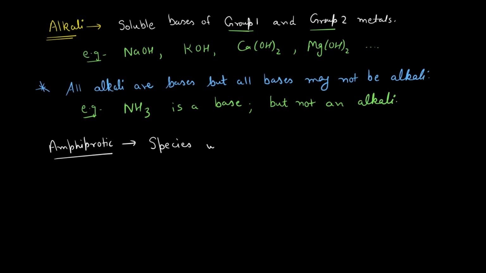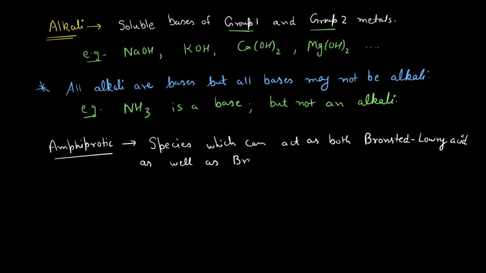Species which can act as both Bronsted-Lowry acid as well as Bronsted-Lowry base are termed as amphiprotic species.